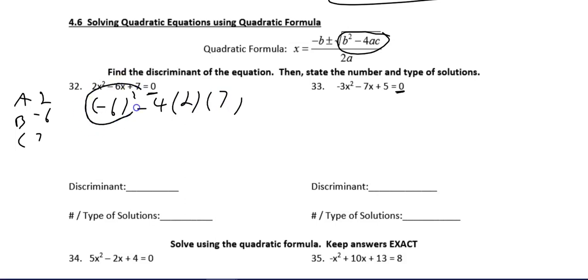Remember, if you put this in your calculator, it's not -36. It's positive 36. Minus 4 times 2 is -8. Times 7 is -56. 36 minus 56 is -20. That's the number under the radical. If it's a negative number under the radical, that means we are talking about an imaginary answer. We don't say no solution anymore in this unit. We know how to deal with this now. So we have 2 imaginary answers. Okay?